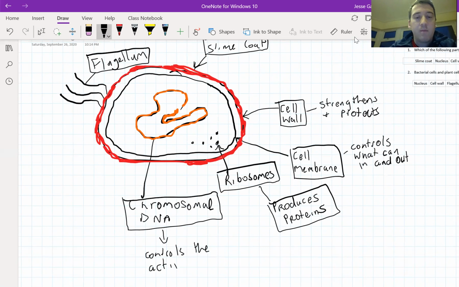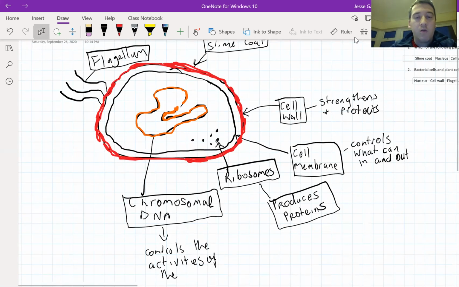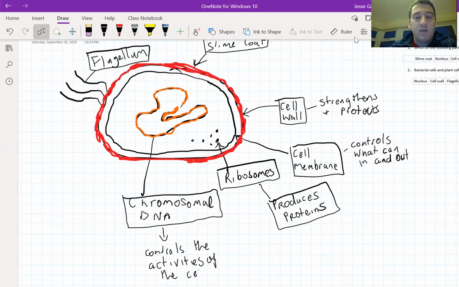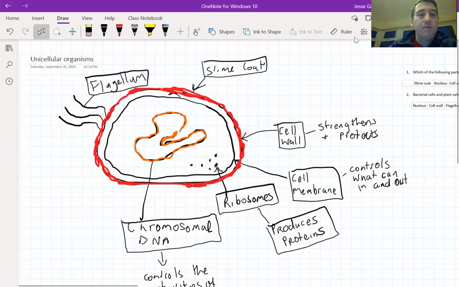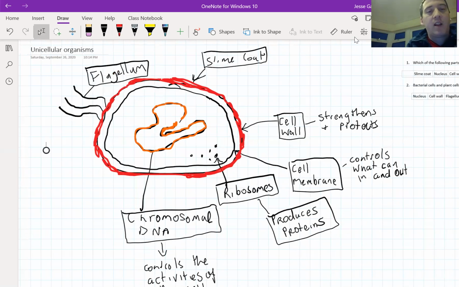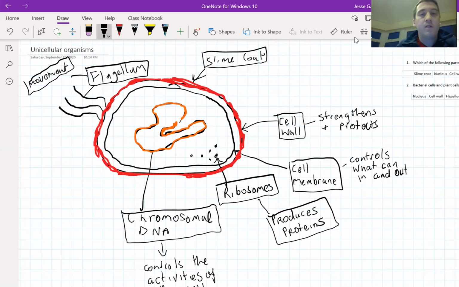That's its job. So the function of the chromosomal DNA is to control the activities of the cell. The flagellum is a kind of tail-like structure that's able to move. It kind of wafts and pushes the cell along. So the function of the flagellum is to help the bacterial cell to move. The slime coat protects the bacteria from chemicals. So it protects the bacteria.